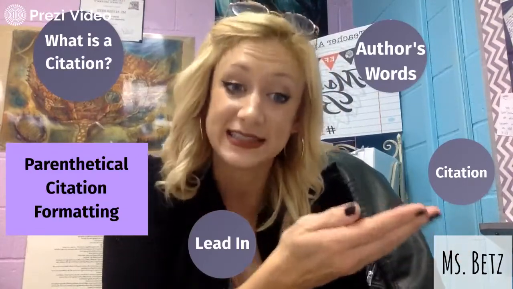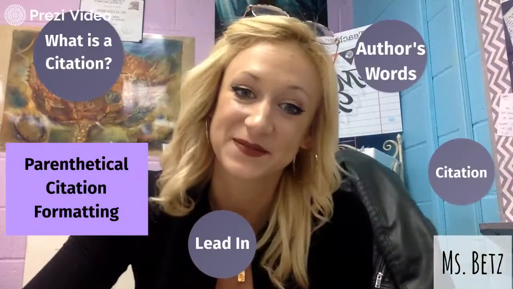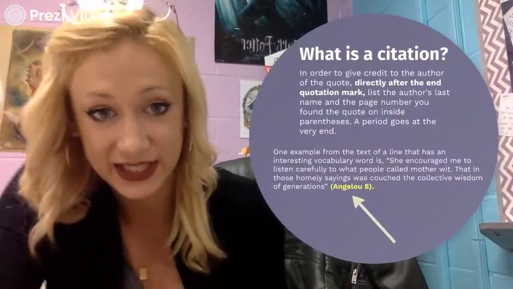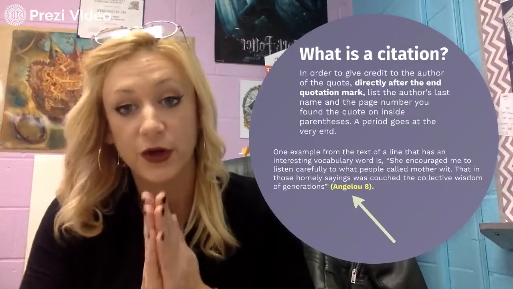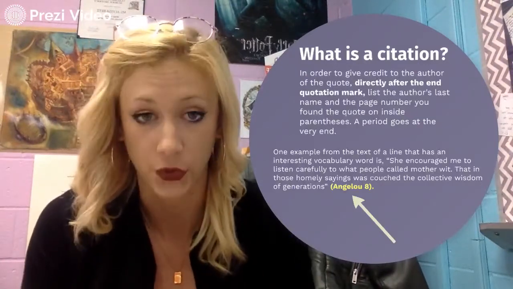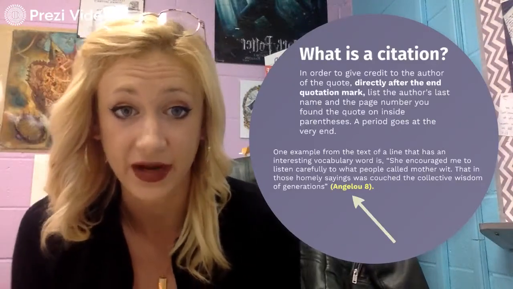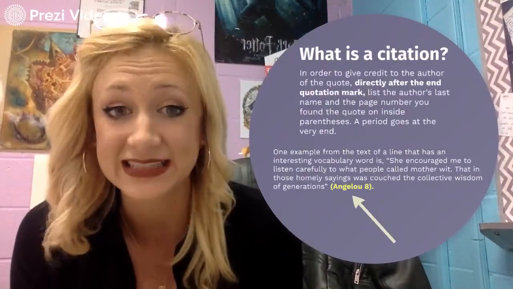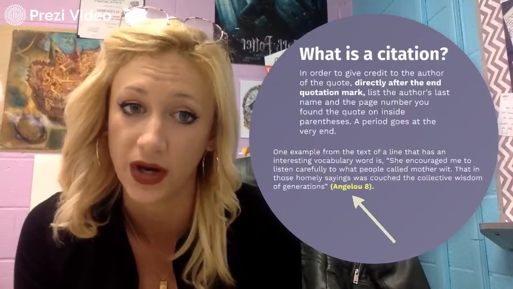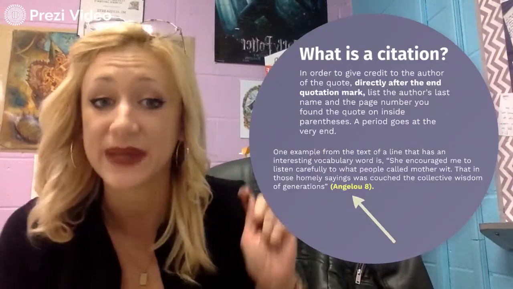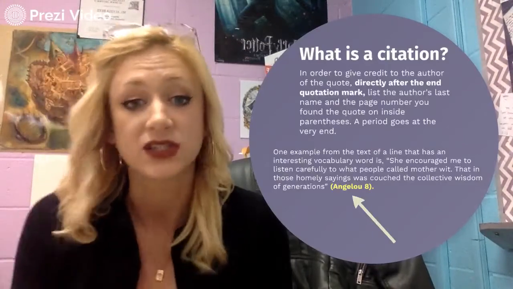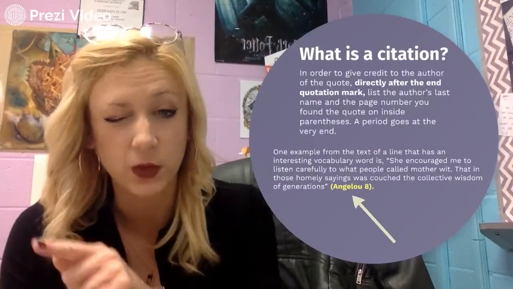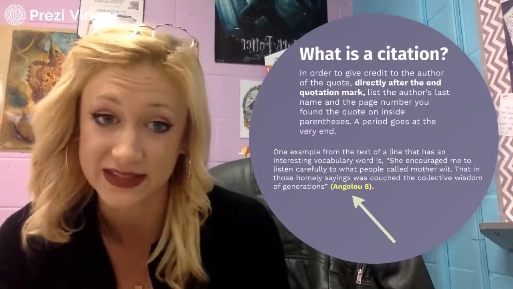The last piece to a parenthetical citation is a very important piece, and that is the actual citation. The actual citation is where you're giving credit to the author who wrote the words that you just pulled and put into your own. In order to give credit to the author of the quote, directly after the end quotation mark, you're going to list the author's last name and the page number you found the quote on inside parentheses. A period goes at the very end. So we kicked out that period at the end of the author's words, and we're replacing it and putting it at the very end of the citation.